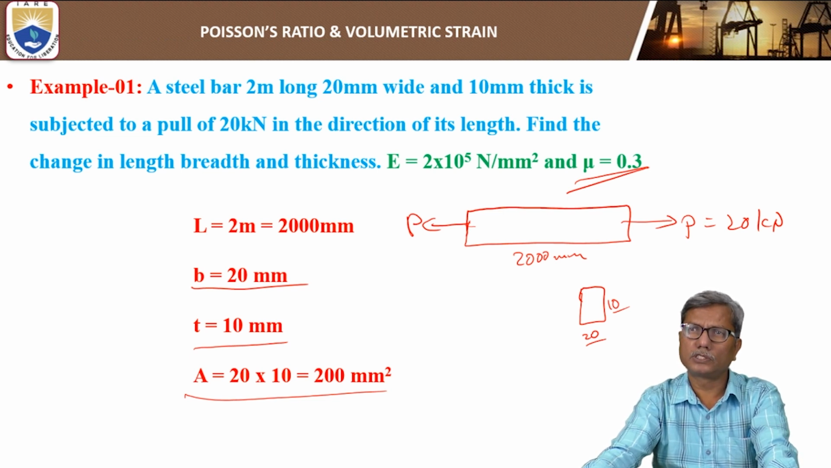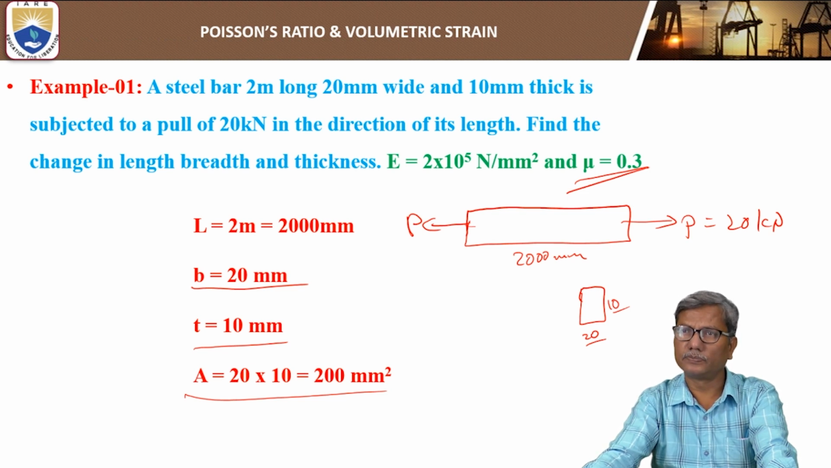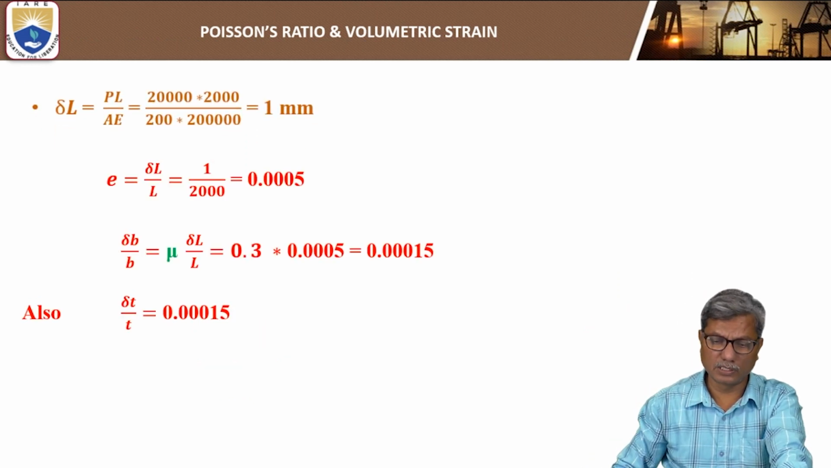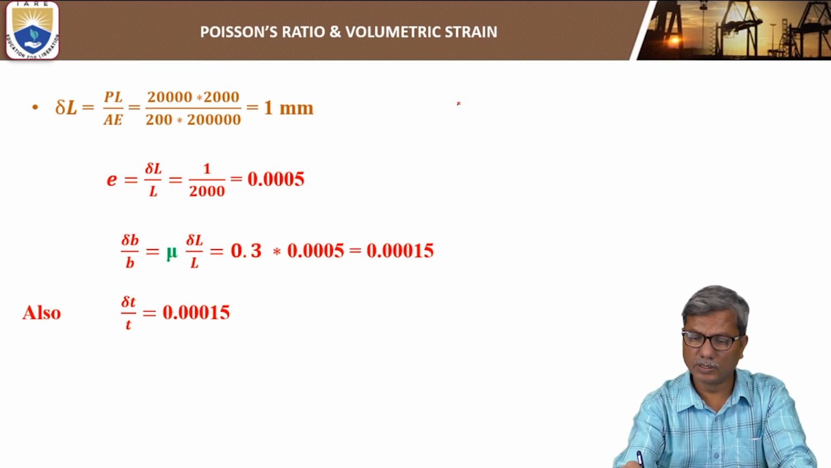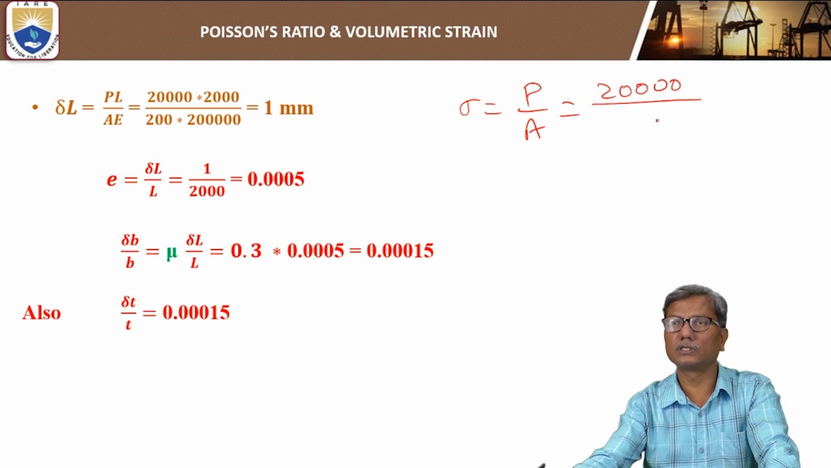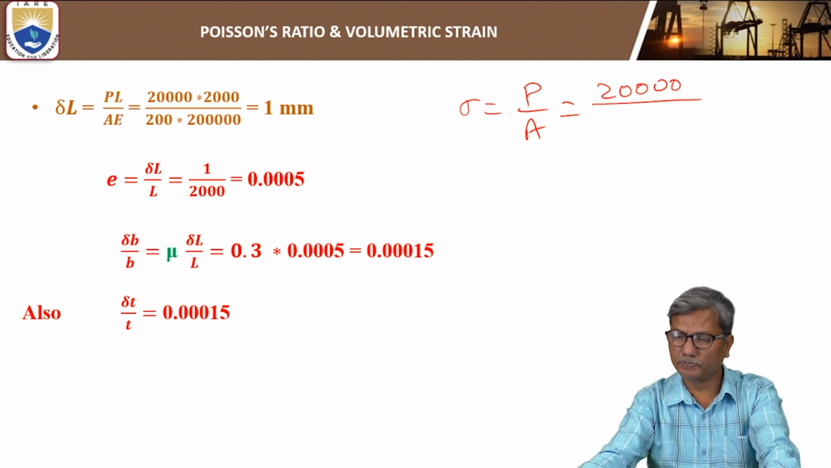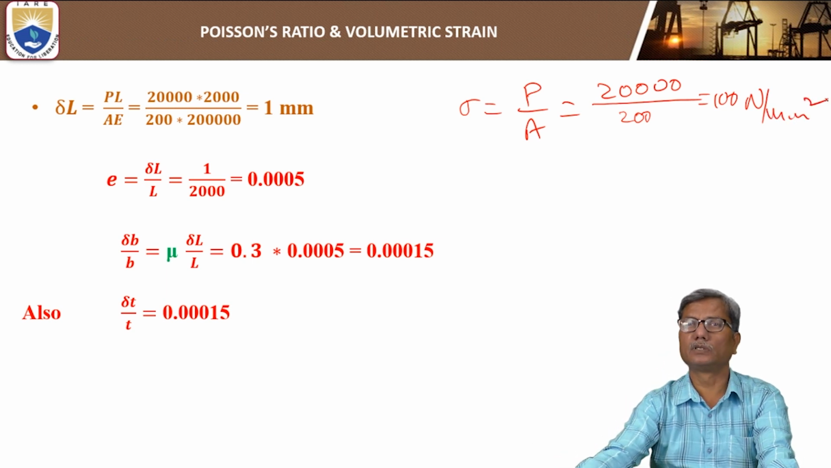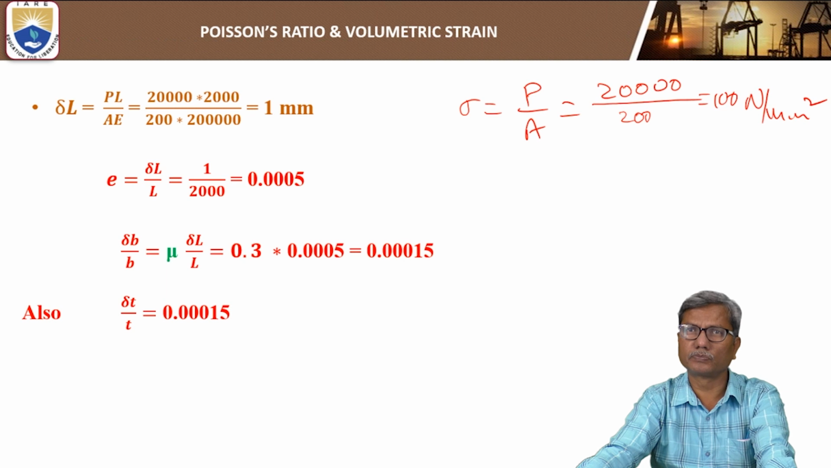Okay. So the stress in the axial direction is P by A. Sigma is P by A. That is 20 kilonewtons, convert into newtons, multiplying by 1000. And A is 200 mm square. So the stress is 100 Newton per mm square.